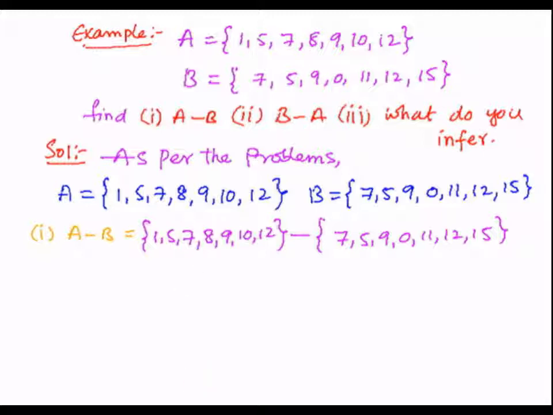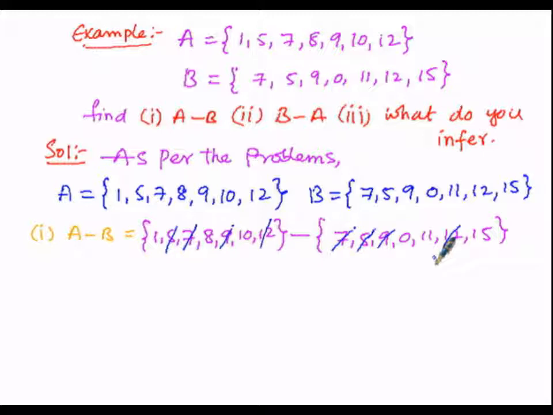1 is an element of set A, but 1 is not an element of set B. 5 is an element of both set A and set B, so we can cancel 5 and 5. 7 is an element of set A and also of set B, so they get cancelled. 8 is not an element of set B. 9 is an element of both sets, so 9 gets cancelled. 10 is an element of set A but not of set B. 12 is an element of both sets, so 12 gets cancelled.